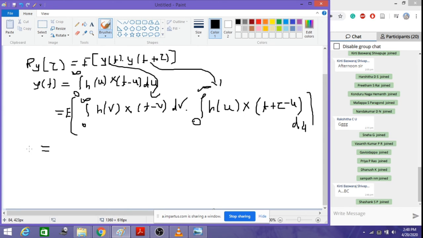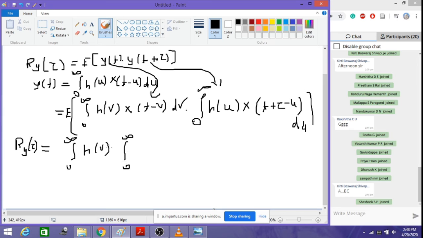Then let us rearrange these terms. The integral from 0 to infinity, the impulse response h is a constant, so let us take it outside. So h of v integral, and the left hand side is Ry of tau.